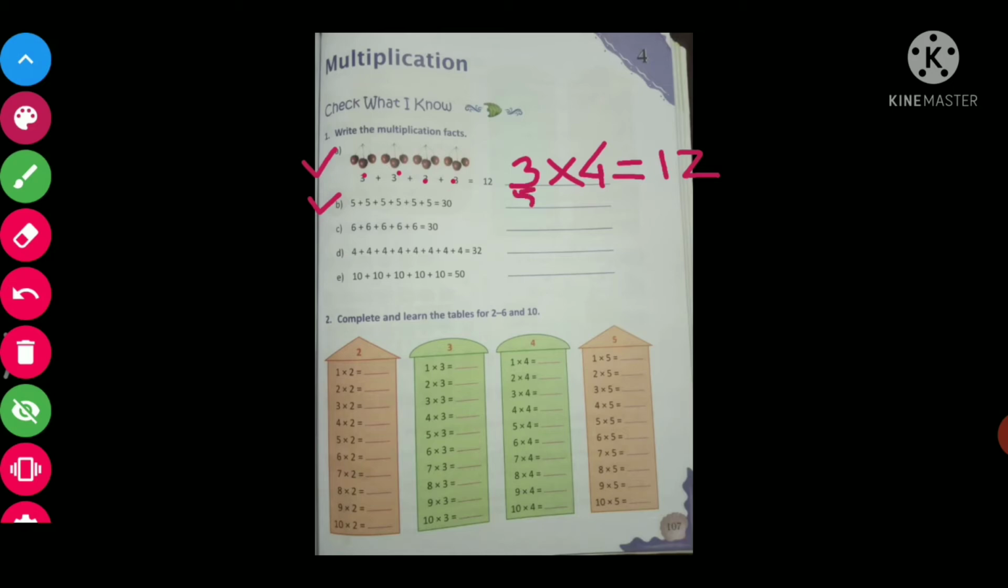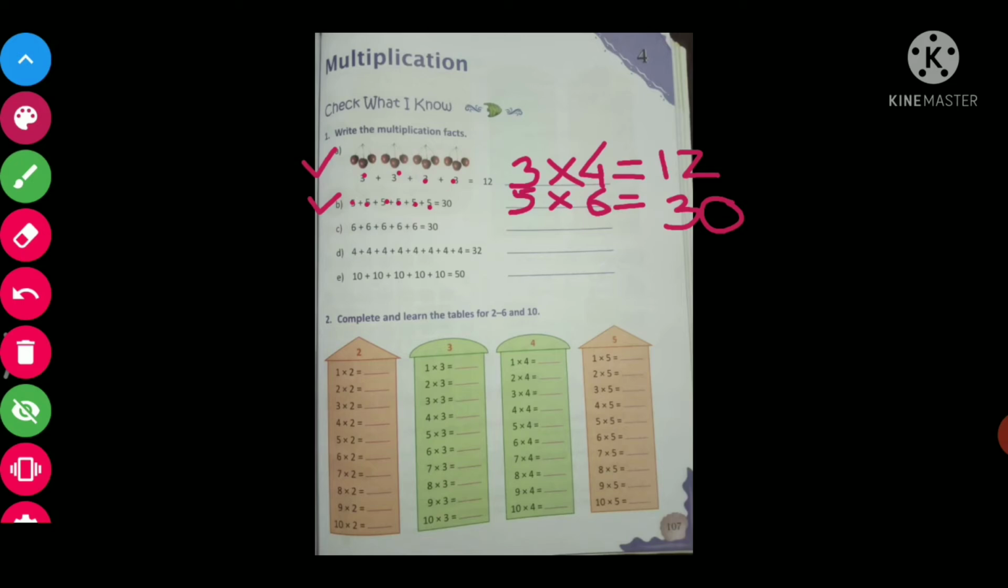Now the number is 5. How many times did it occur? Count it: 1, 2, 3, 4, 5, 6. 6 times. And 5 sixes are how much? 30. Like this you have to write C, D and E.